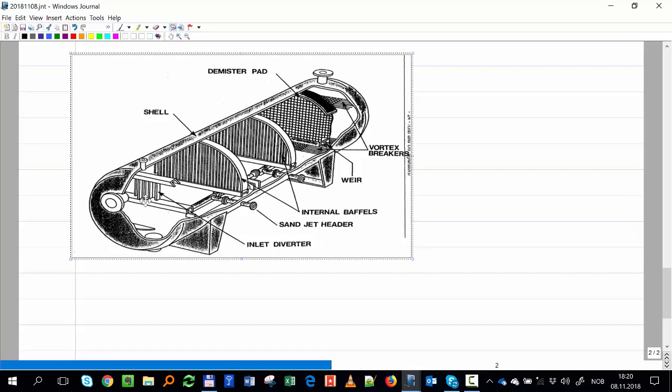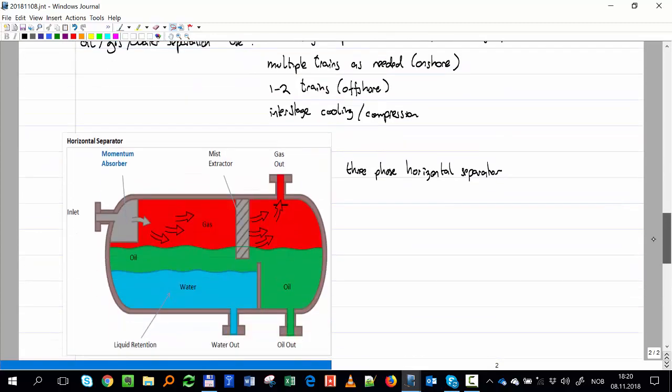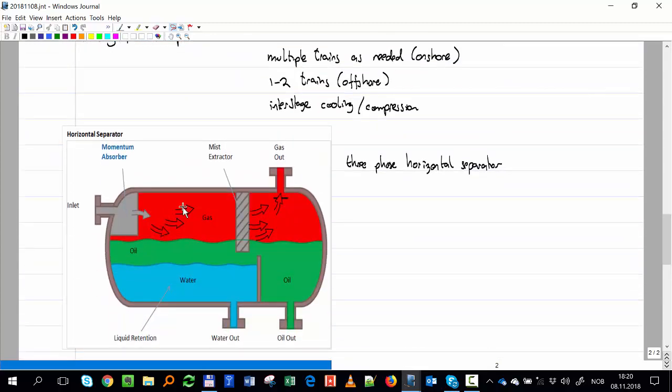So initially you have a diverter, you also have a momentum dissipator or momentum generator, and it's basically something to change the direction of the stream that comes. You don't want the stream, let's say a stream of fluid entering the separator, to have high velocity, because it will create a lot of mixing. By using a momentum breaker or momentum absorber, they try to reduce that kinetic energy, and also to try to separate.